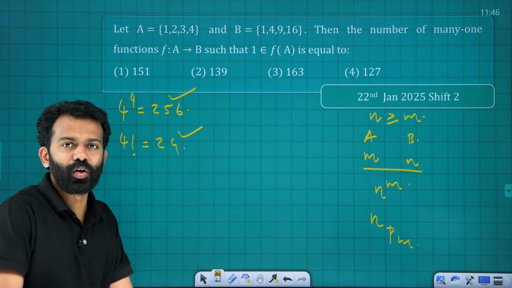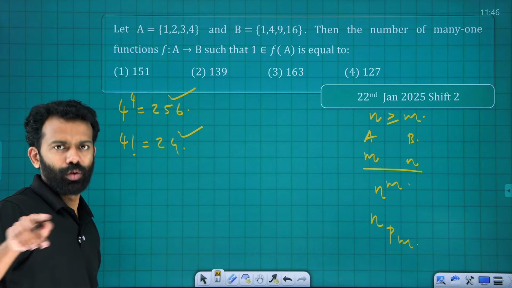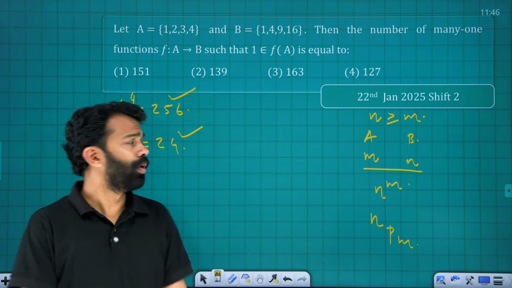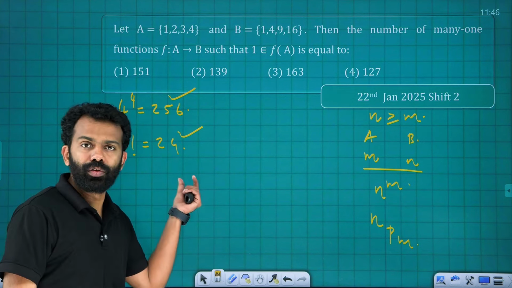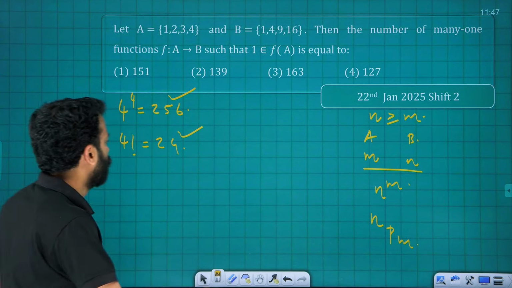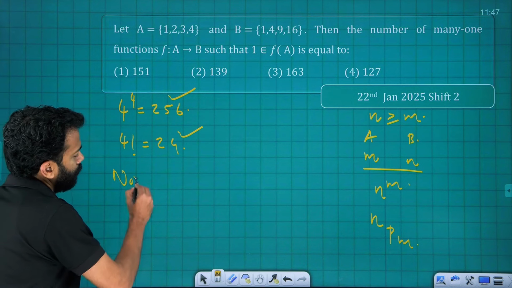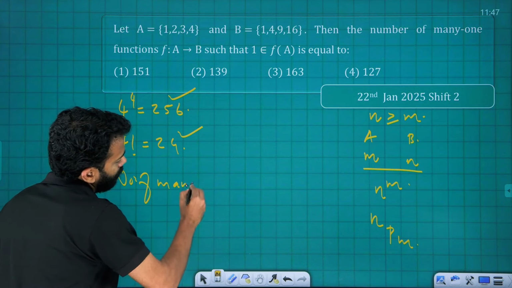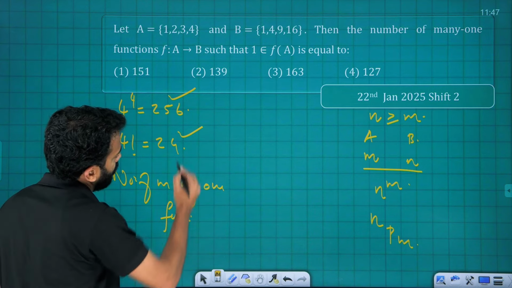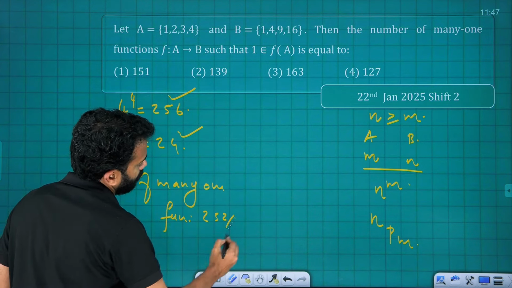So, what is the total number of many one functions? I hope you know the property, right? A function is either one-one or many one. So, out of 256, only 24 are one-one functions. So, remaining will be many one functions. So the number of many one functions will be this minus this, that is 232.